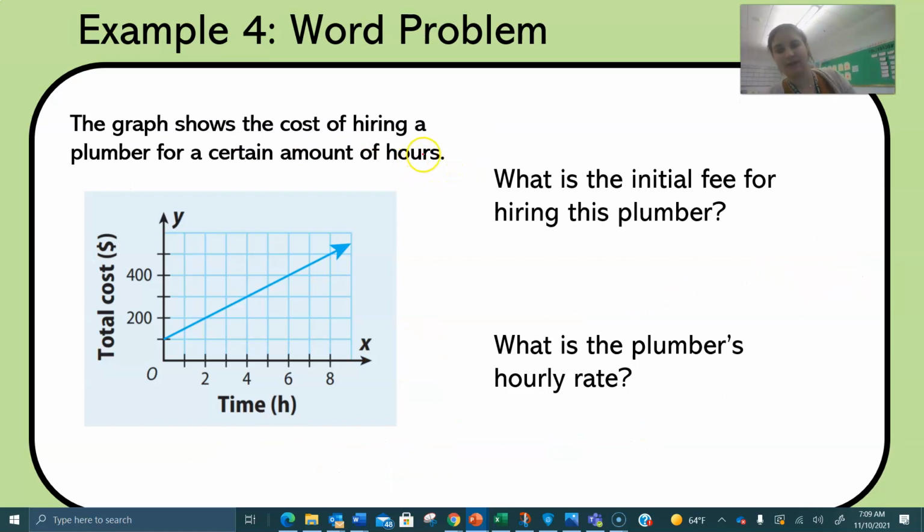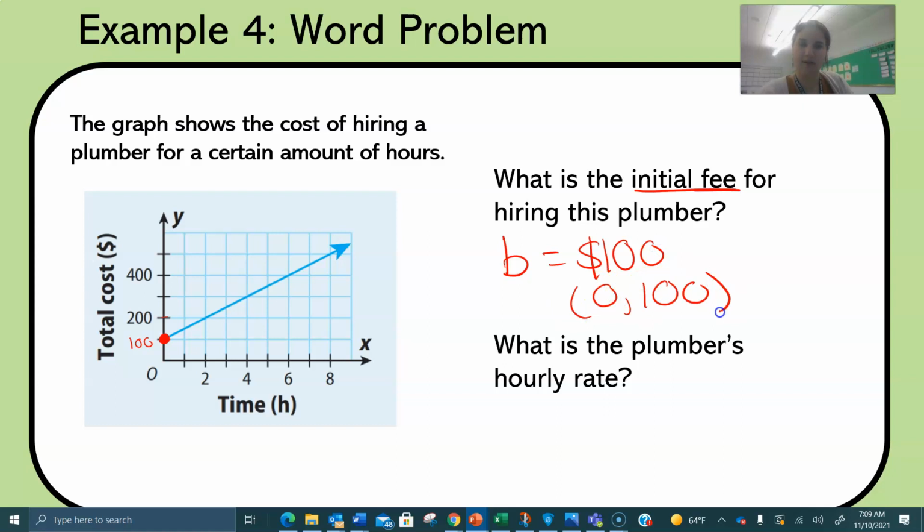All right, let's do a graph now for this. The graph shows the cost of hiring a plumber after a certain amount of hours. So I look at my graph and I want to know what the initial fee is. Initial fee is our y-intercept, so our b. So where does this graph cross the y-axis? Well, here it is, right here where we start. If this line is 200, then this line must be 100. So this plumber's initial fee is $100, or (0, 100) on the graph.